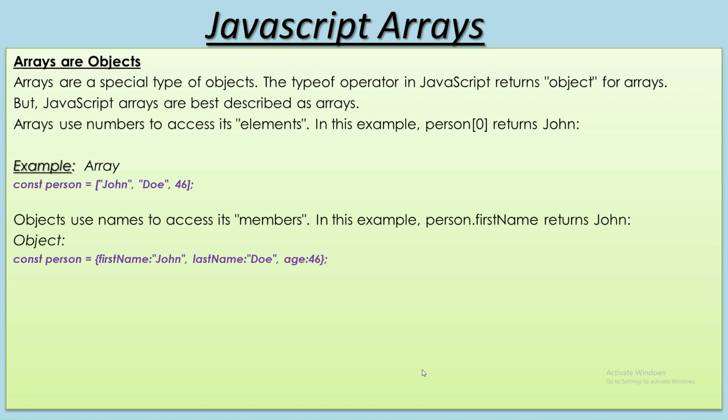const person = ["John", "Doe", 46]. So we have three elements: John, Doe, and 46. Now objects use names to access their members. In this example, person.firstName returns John. Object: const person = {firstName: "John", lastName: "Doe", age: 46}.